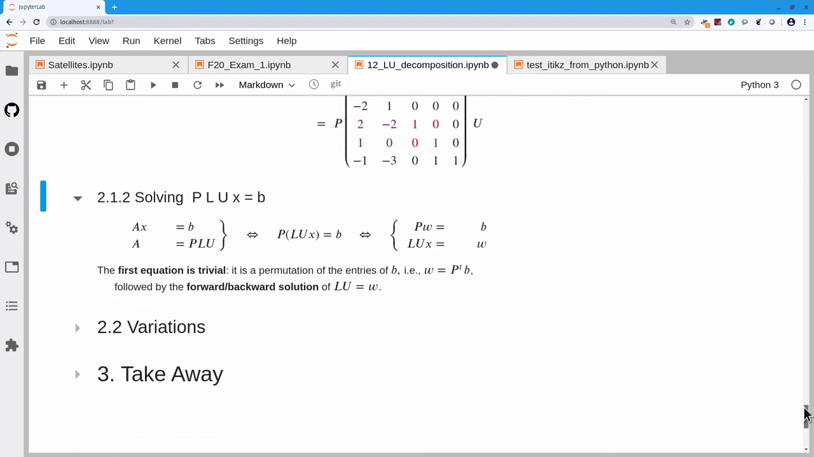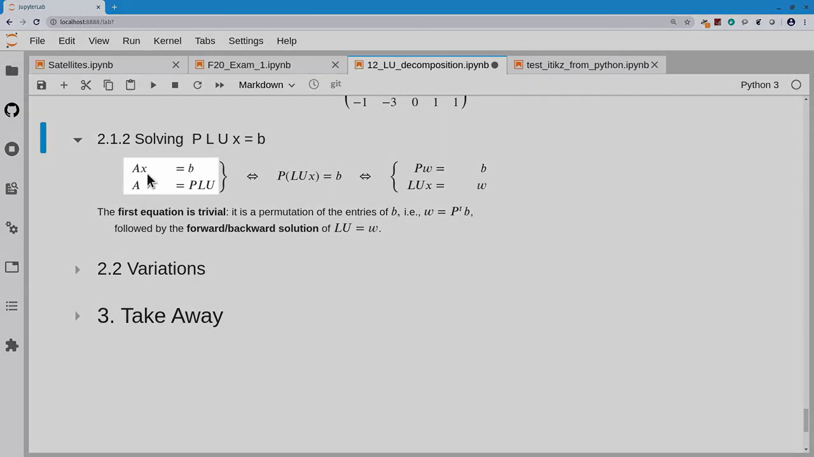Now, how do we use it to solve Ax = b? Well, we start out with Ax = b, and we manage to decompose A into P, L, U. So if I plug in, I see PLUx = b. I don't know the x, and therefore I don't know Ux, and I don't know L times Ux. So I'll give LUx a name.